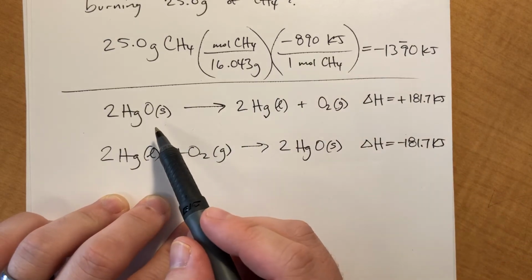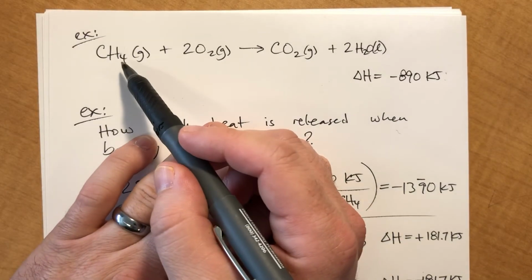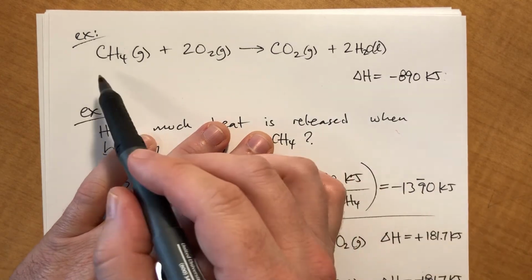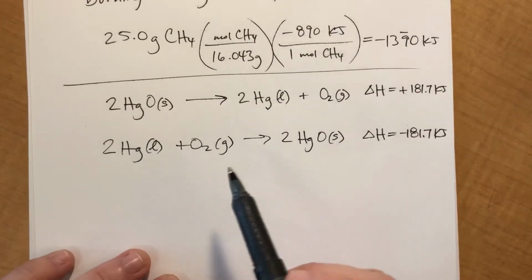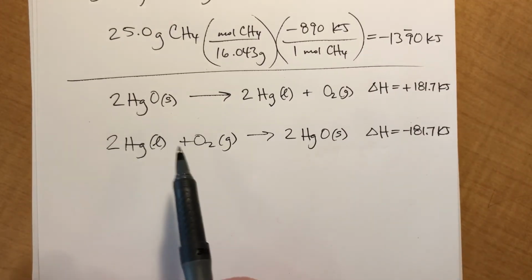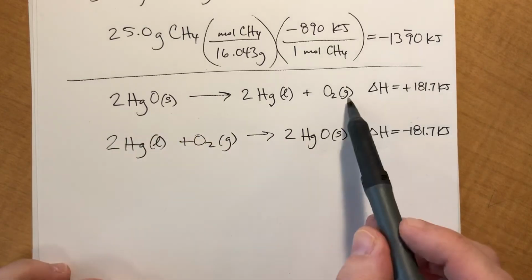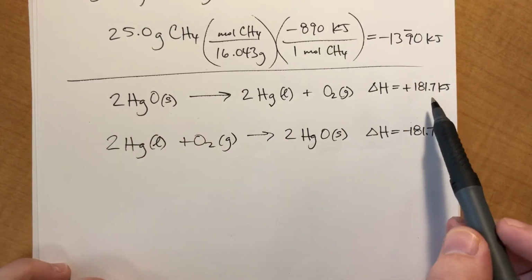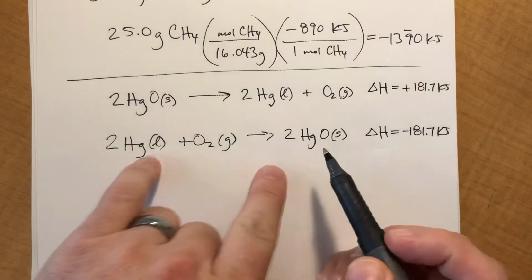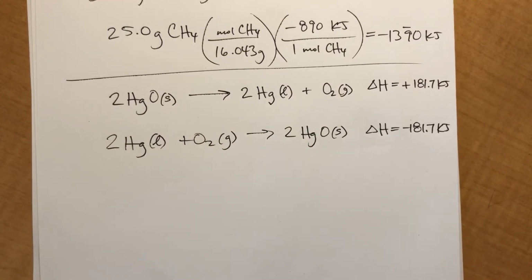So the important thing is basically your delta H is directly connected to the balanced equation that you write it with. Okay, so I couldn't just tell you, oh, the combustion of CH4 is negative 890. You have to have the full balanced equation. Same thing here. The reaction written this way has a positive 181.7 value. The reaction written in reverse has a negative 181.7 kilojoules. Okay.